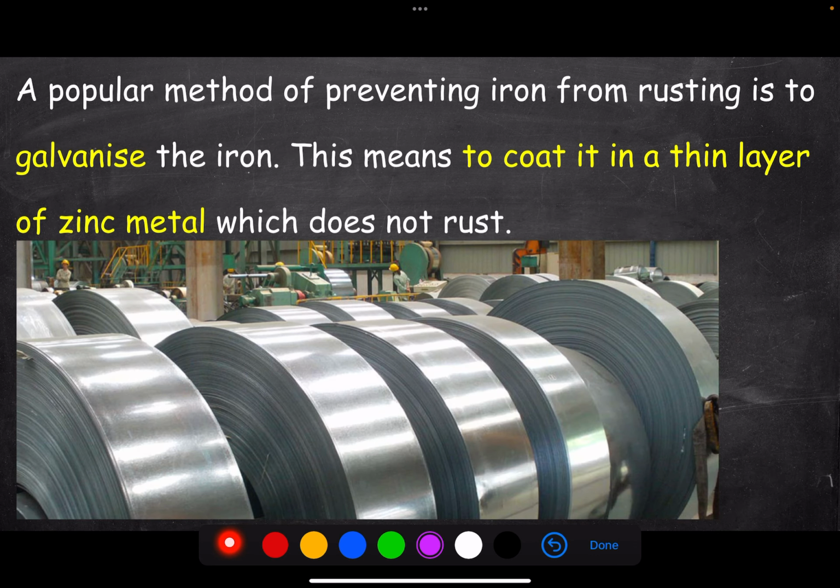So a popular method of preventing iron from rusting is to galvanize the iron. And this word galvanize sounds fancy, but all it means is that we coat a thin layer of zinc metal over the iron, and zinc does not rust. So remember, iron is the only metal that rusts. And since zinc is such an easy metal to do this with, we coat the iron with zinc, and that stops the iron underneath the zinc from rusting.